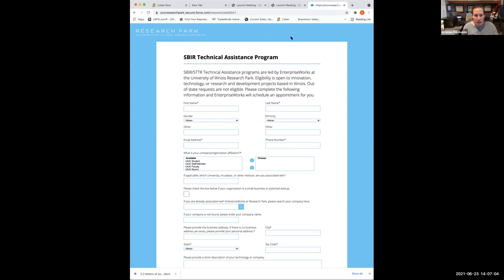Anything else? You can contact the FAST Center. Shelley put the site in the chat. They have tons of resources and tons of other workshops. Shelley has tons of experience in this area as well. So it's a solid team, and I'm sure they can answer any other questions.